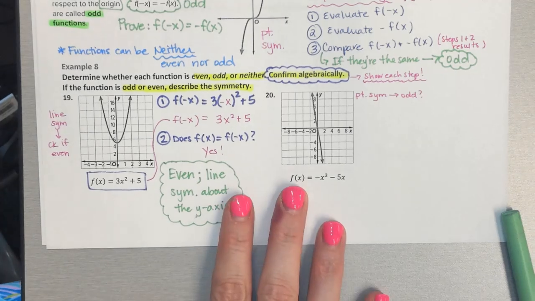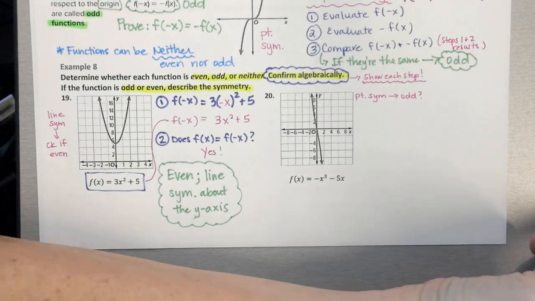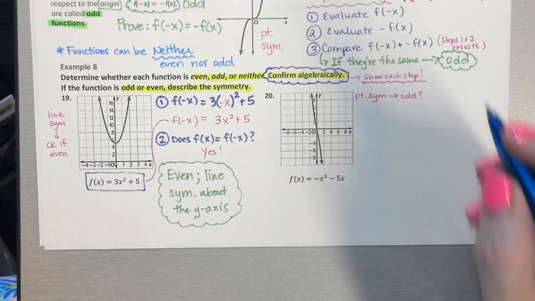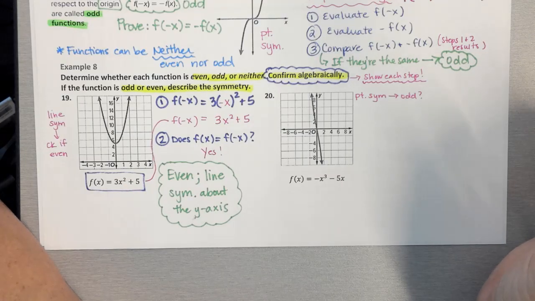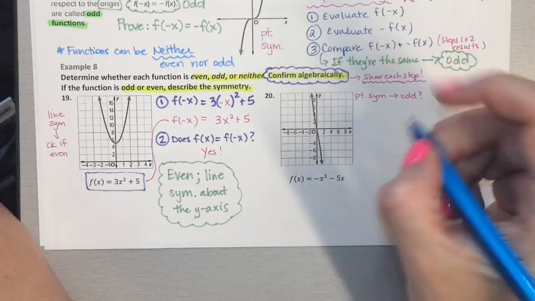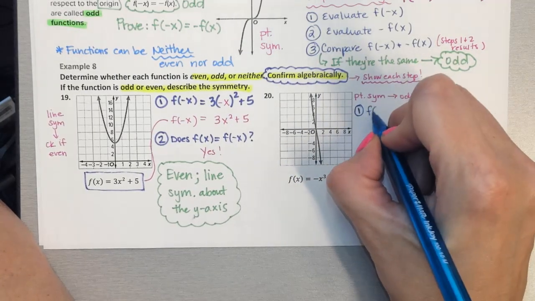That is the way that you prove it. And it says right here, you got to confirm it without looking. No, because I'm not a brain surgeon. I can't look inside there and see that. Okay, so the first thing we're going to do here, if it's odd, is we're going to evaluate f of negative x.